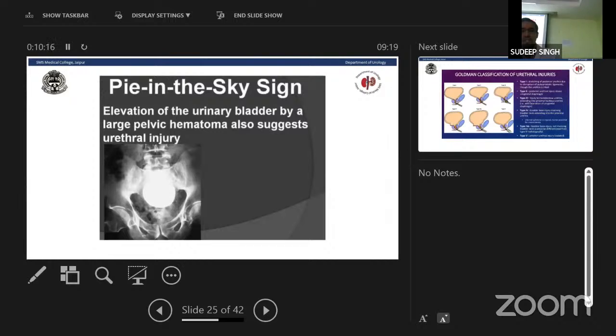So this is the radiological sign. It's called the pie in the sky sign. It is just the elevation of the urinary bladder by a large pelvic hematoma, and it is suggestive of urethral injury.